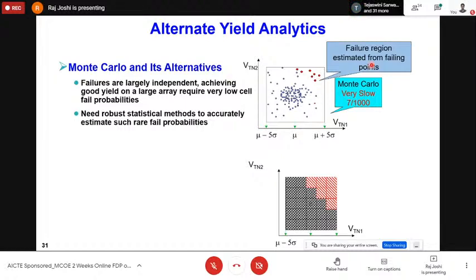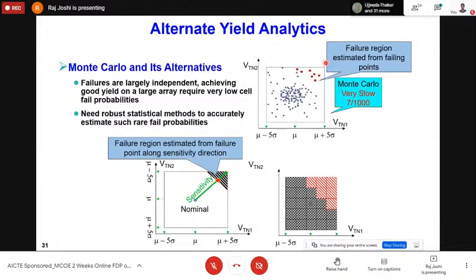But Monte Carlo is an extremely slow technique. So researchers came out with failure region estimation from sensitivity analysis. So you have two variables plotted here, and what you do is you use the worst case scenario. You go only in one direction. That's the sensitivity analysis.